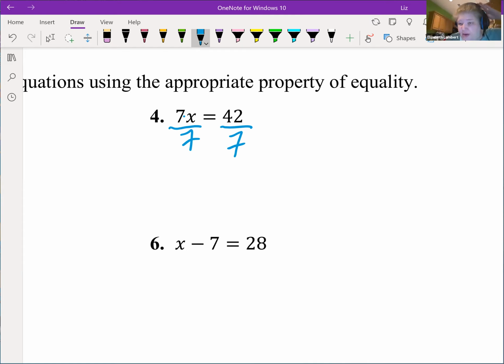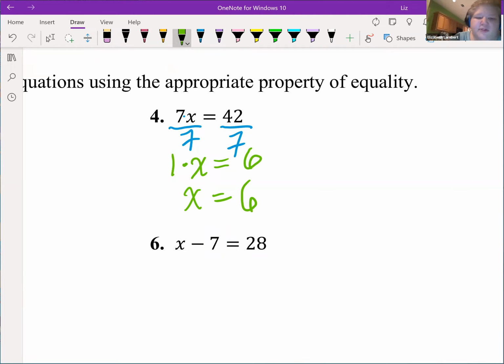So 7 divided by 7 is 1. So we do have an intermediary thought of 1 times x, but 1 times x better be x. A lot of times people won't even write the 1 times x or the x plus 0. They'll just write x, because that was the whole point of what we were doing. And then on the other side, 42 divided by 7 is in fact 6. So that is our solution to this little equation, x equals 6.